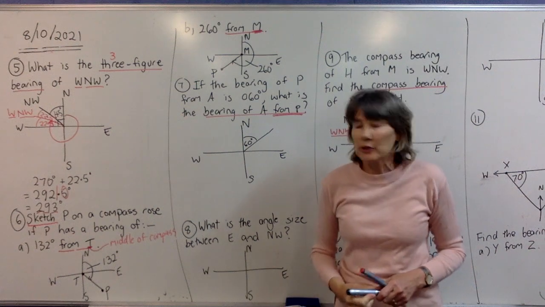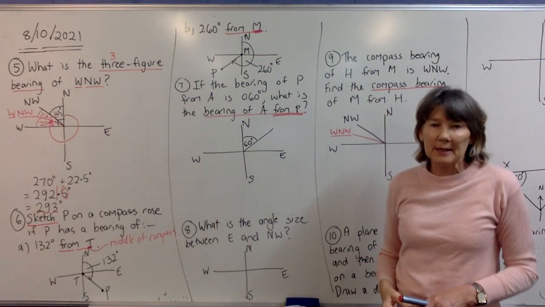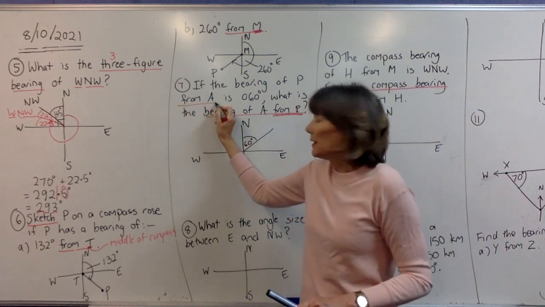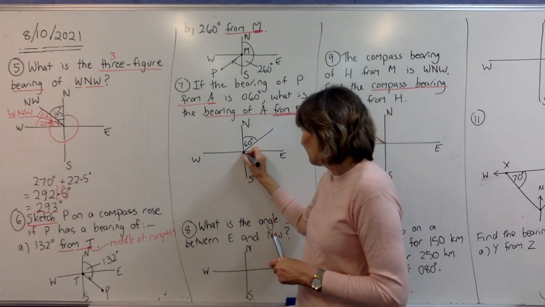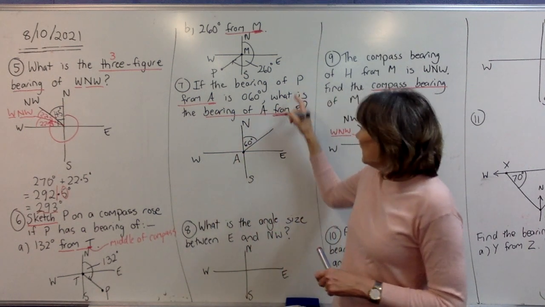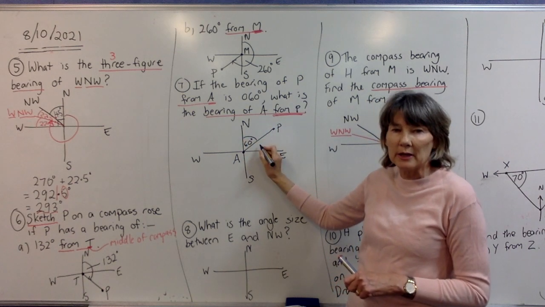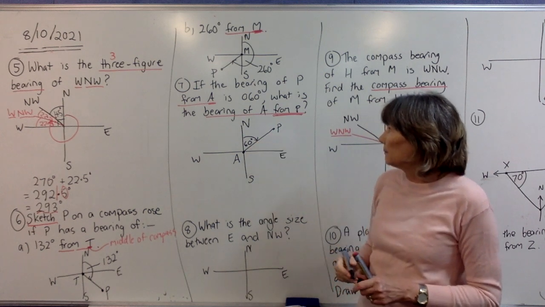Okay, let's look at the next question, number 7. If the bearing of P from A is 60 degrees. Now I've started to draw this in. A's got to be in the middle of your compass, so let's put it there. And it's P, the other letter, so we'll put that on the other end after we do our 60 degrees, going from north clockwise till we hit that line.